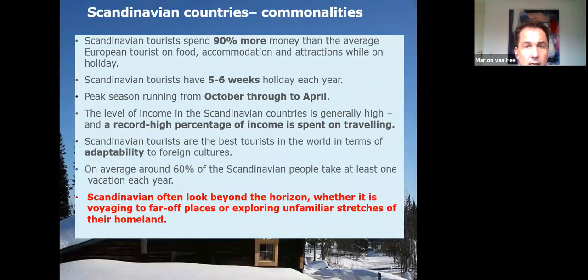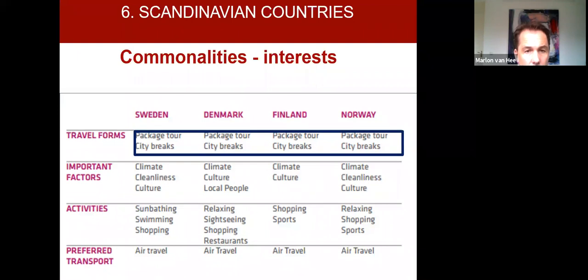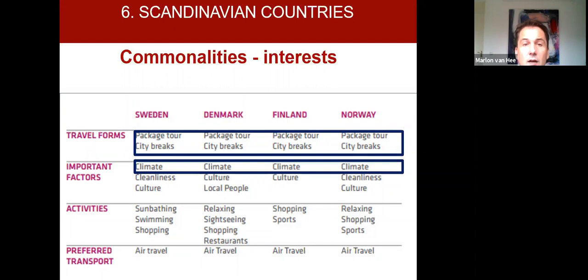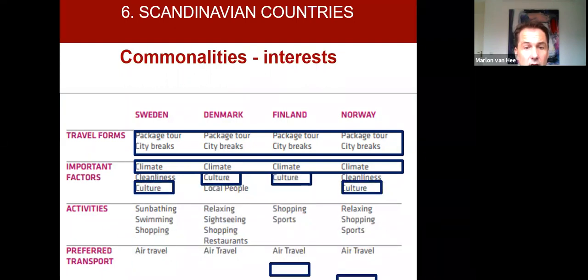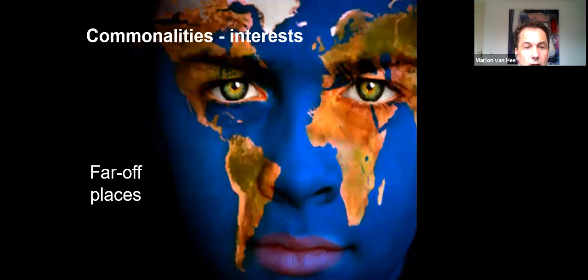Okay, so what other commonalities do they have? They have 5 to 6 weeks of holidays per year. They look beyond the horizon. They are very eager to learn and to travel to far off places, explorative people. Here are some other commonalities between the different Scandinavian countries. They have an above average interest in visiting developing countries.